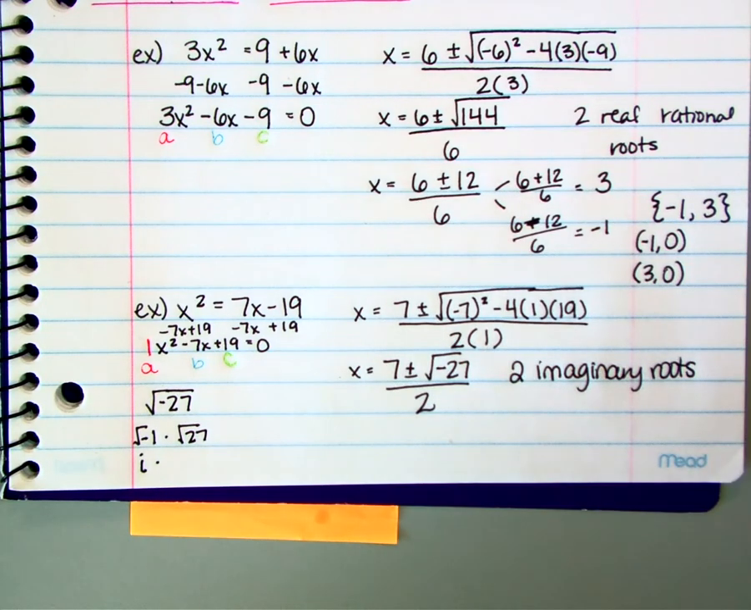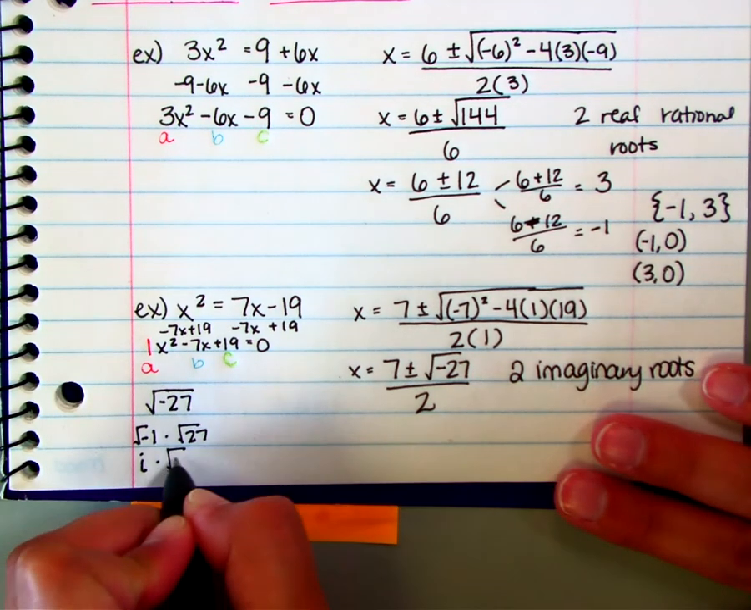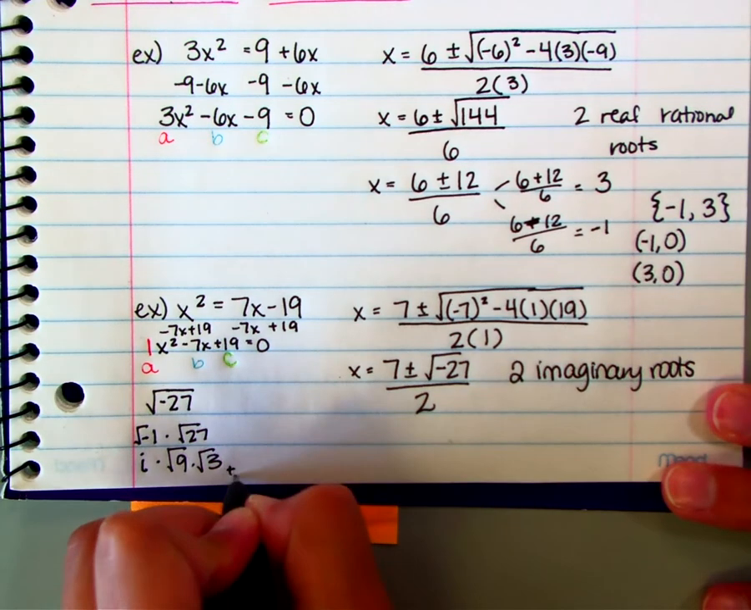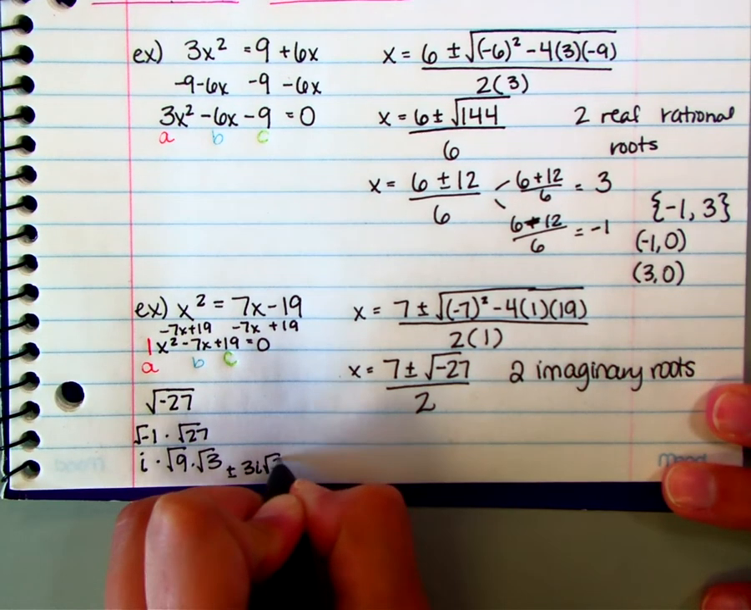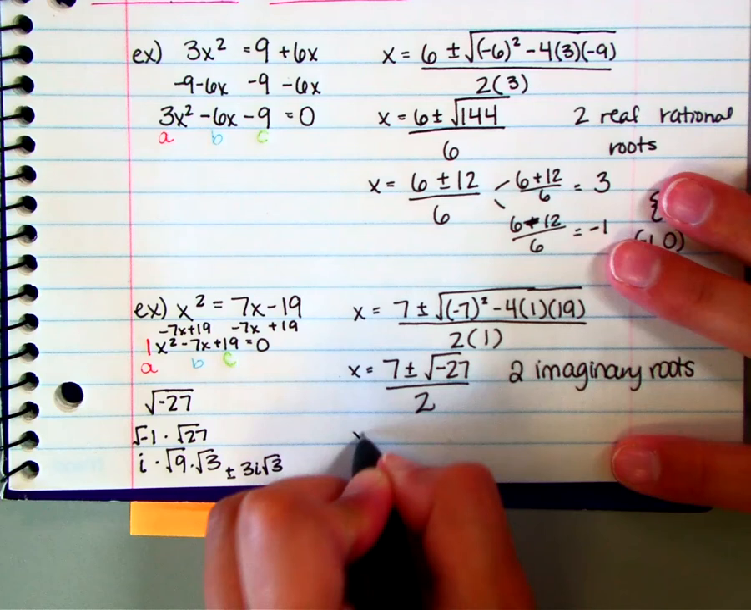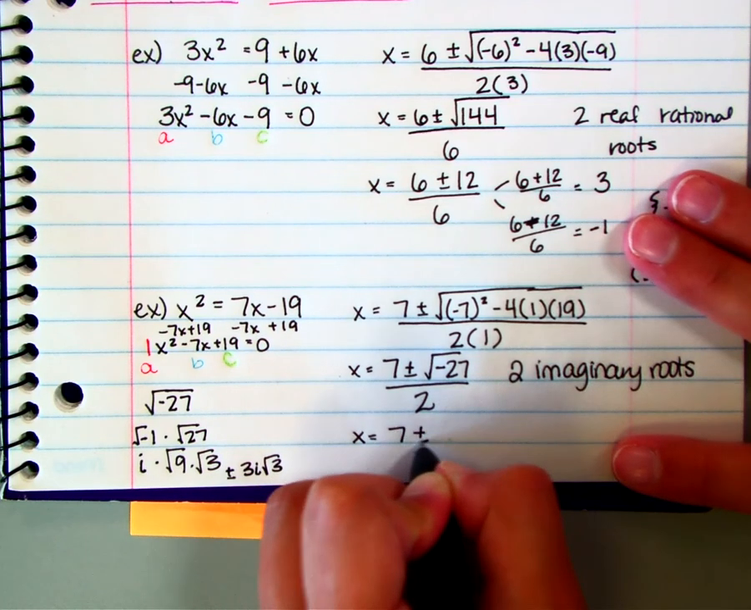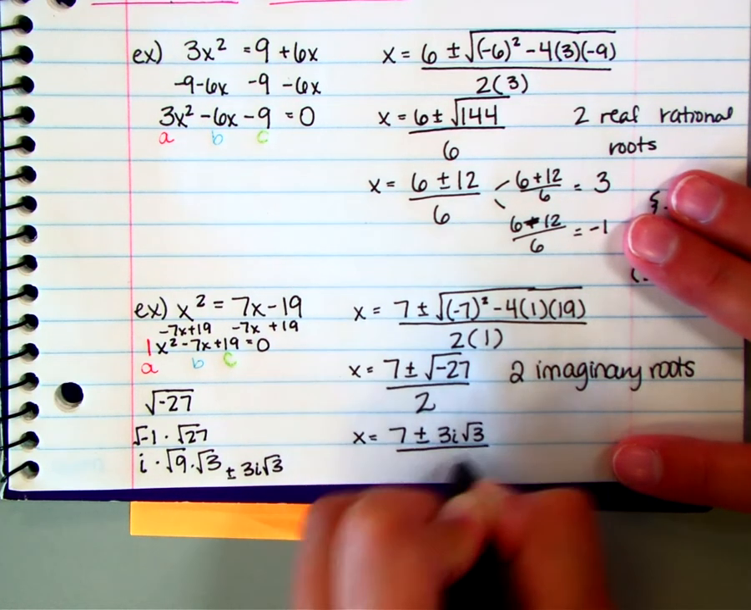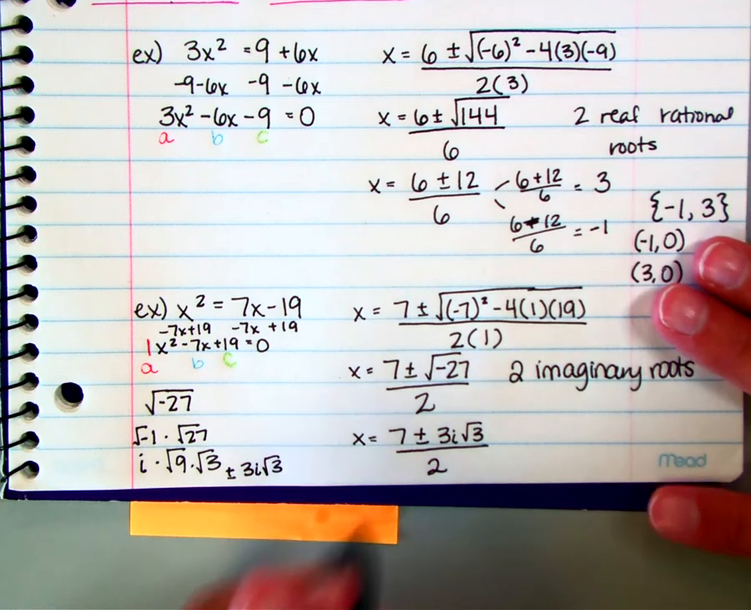The biggest perfect square factor for 27 is 9. 9 times 3 gives me 27. And so this actually reduces all the way down to 3i root 3. So over here, when we simplify it, I'm going to have 7 plus or minus 3i root 3 all over 2. And that is my solution set.